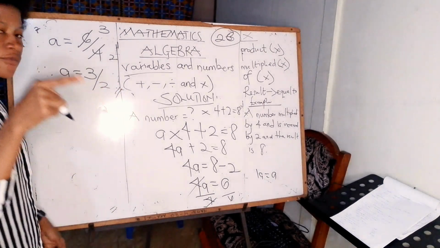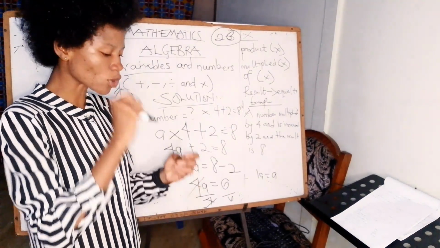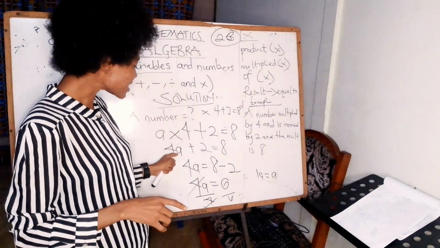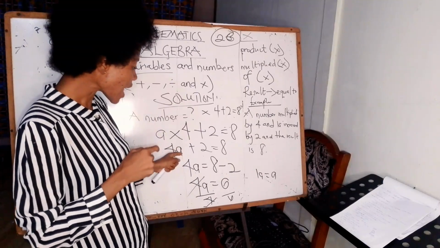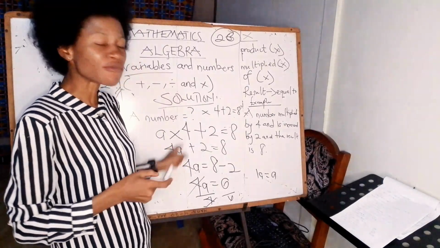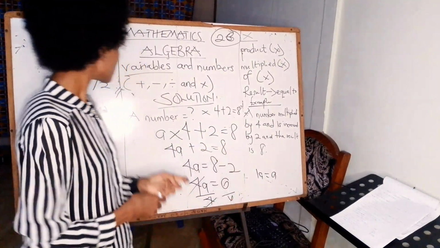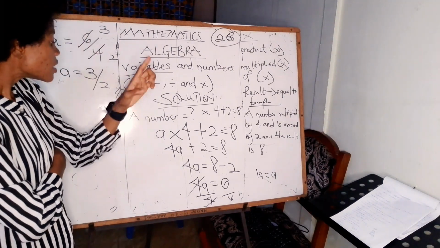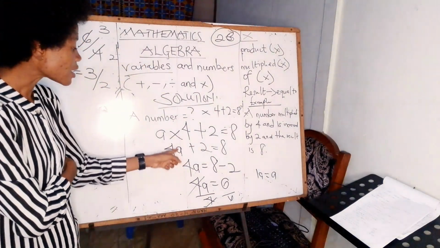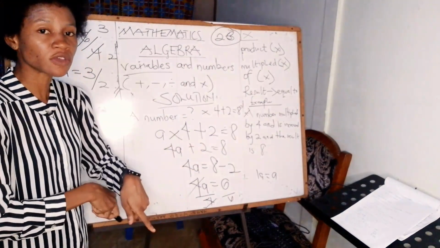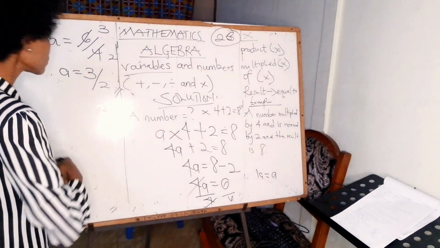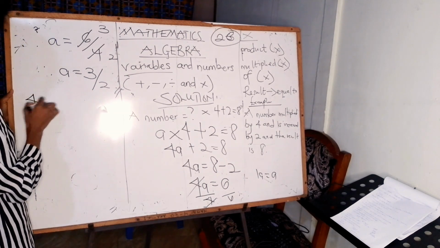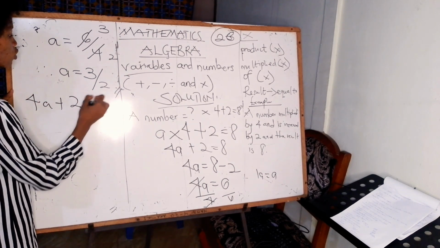Now, to prove to your students that you know what you are actually doing, because the question says 4a, this number here, if you multiply it by 4 and if we add it to 2, we should get 8. Now we found the number is 3 out of 2. So does it mean 4 multiplied by 3 out of 2 plus 2 is going to give us 8? Let us see. So wherever we see a, we are going to input 3 out of 2. So 4a plus 2 is equal to 8.